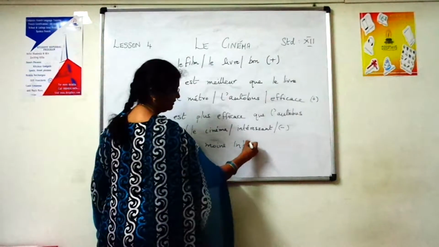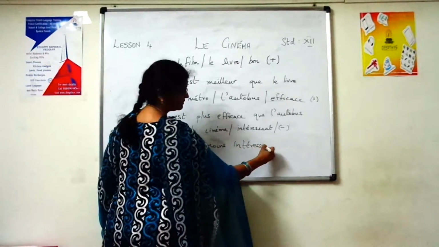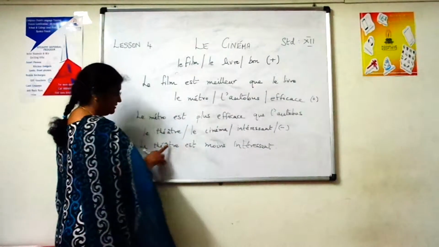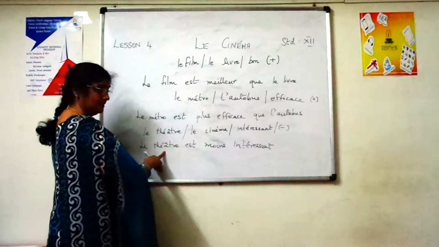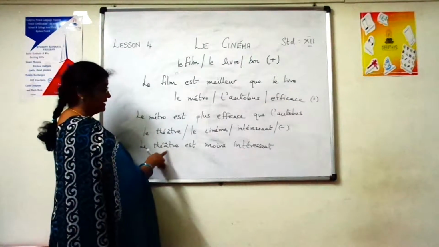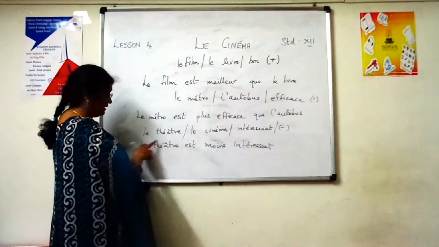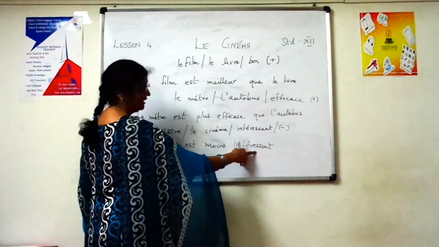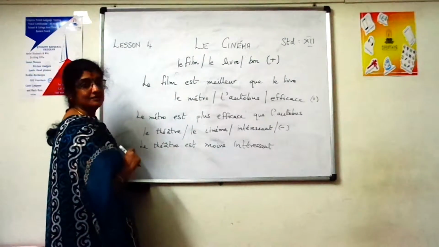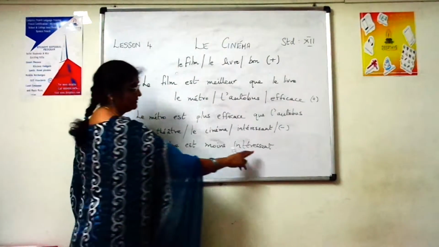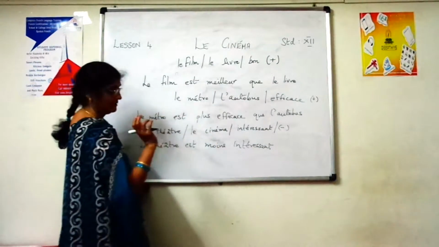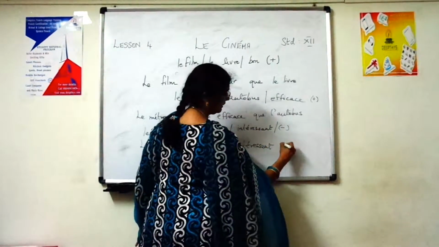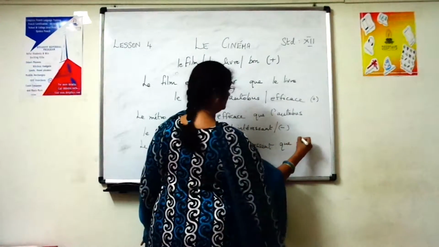intéressant. Remember, I am not making any changes to the adjective. The subject given here is théâtre, which is in the masculine form. You can see that it ends with E, but it is an exception, it is le. So there is no change to the adjective. The adjective will change only when the gender of the subject changes. When the subject becomes feminine, this also becomes feminine. So there is no change here. But I am writing moins because there is minus. Moins intéressant que le cinéma.